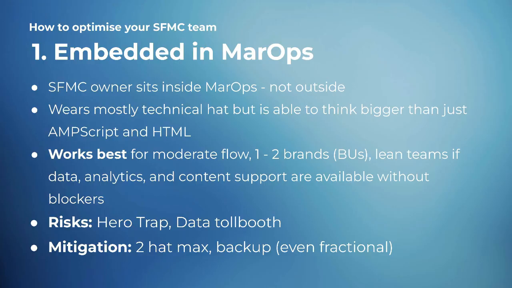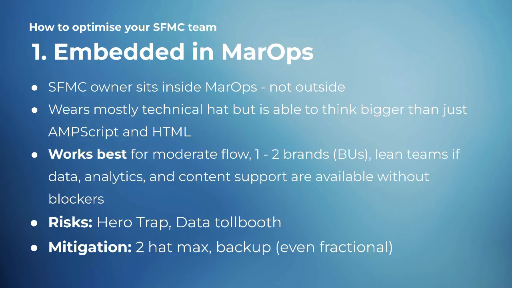Again, think of it this way. If at some point you need to develop a custom activity for Journey Builder, rather go to an external, then search for a person who will be able to do this, but is struggling to align with the marketing needs. This works better for a moderate flow when there are 1-2 brands and 1-2 business units, not counting the sandbox. And that also works when the data and the content team are available without any blockers, so there is no data trading, right? So that's a smaller, leaner team.